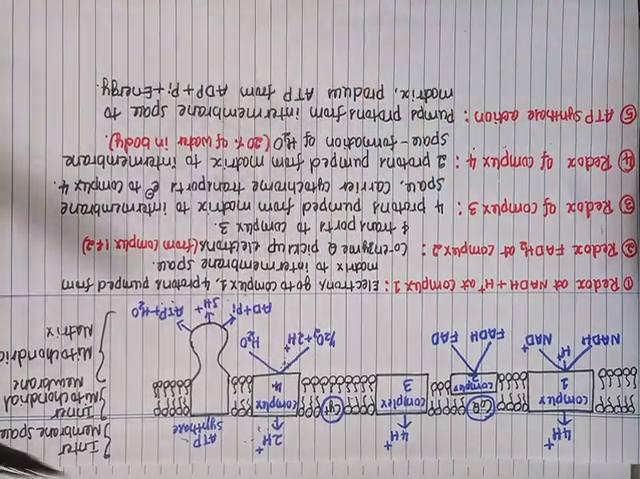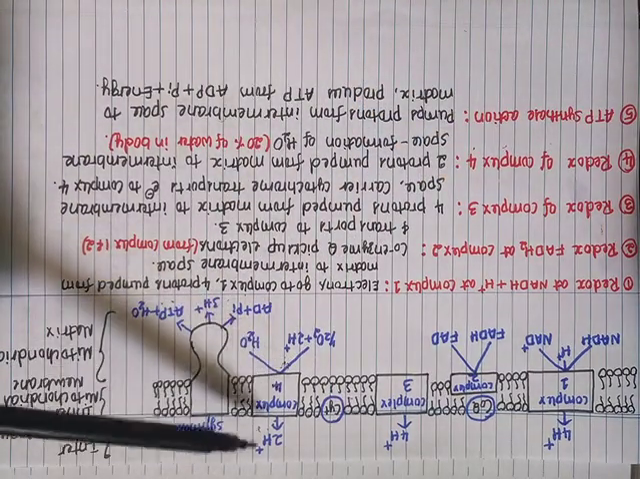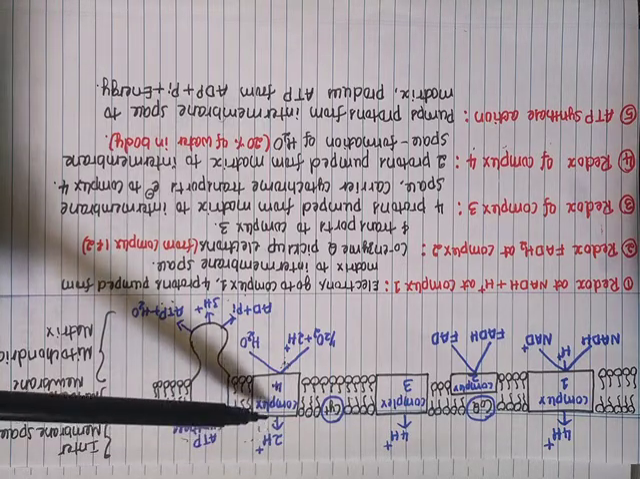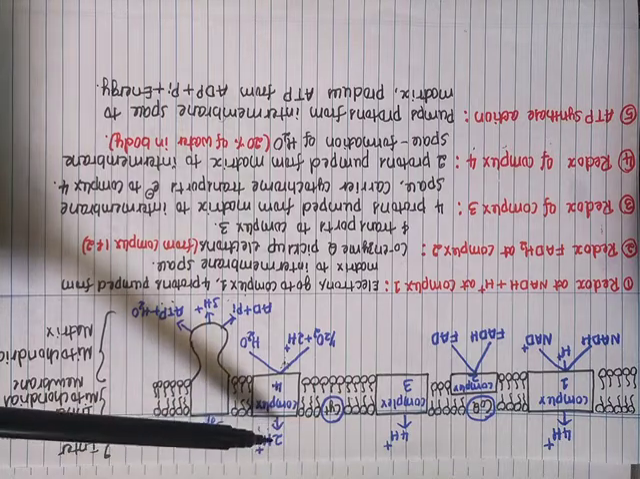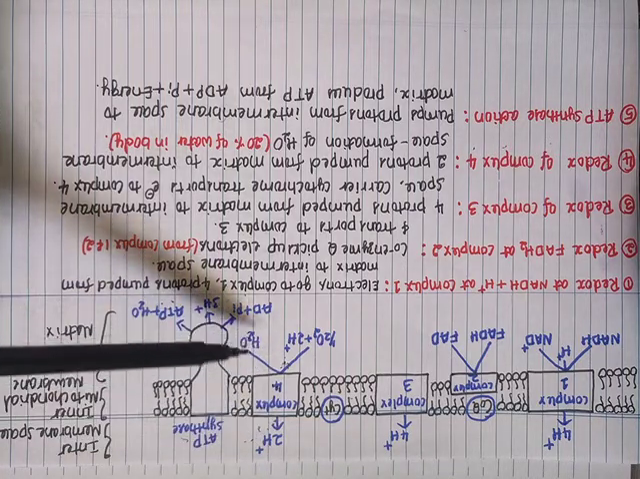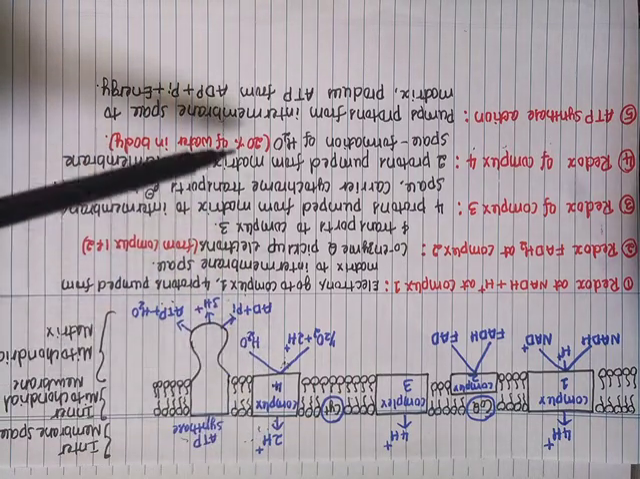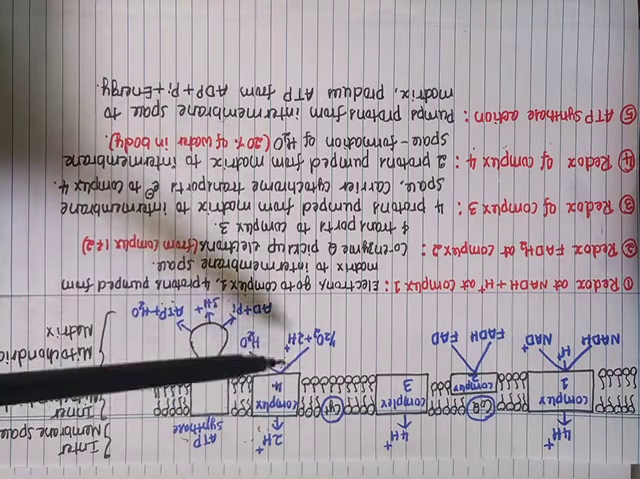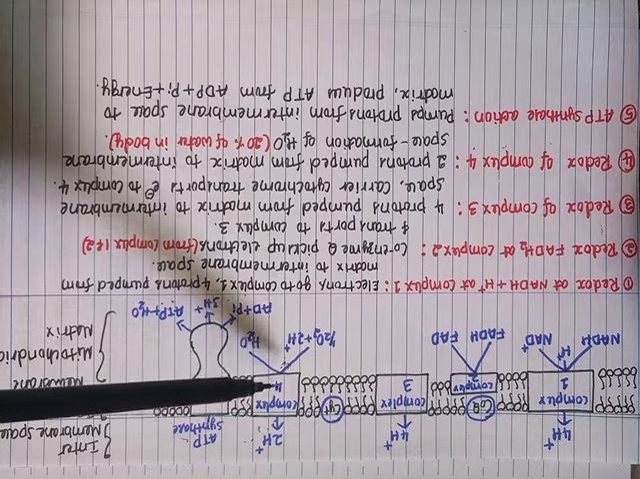At complex 4, what happens? 2 protons are pumped from the matrix to the intermembrane space, and water molecules are formed. About 20% of the water in the body is formed during this process in the mitochondria.